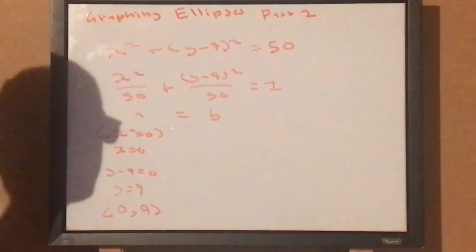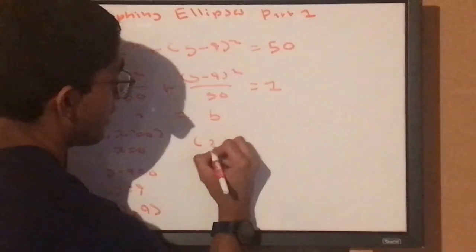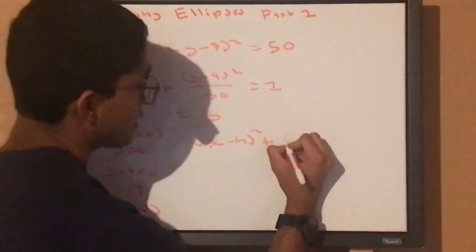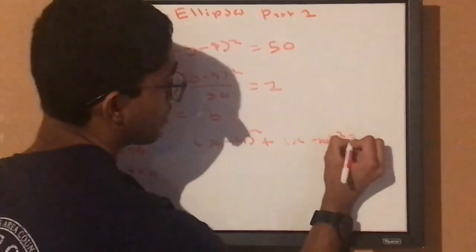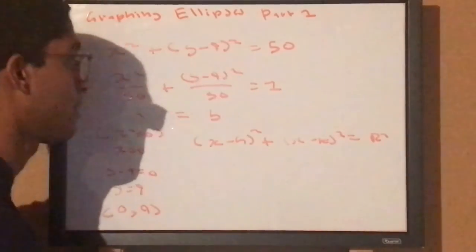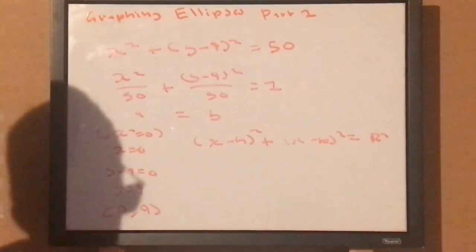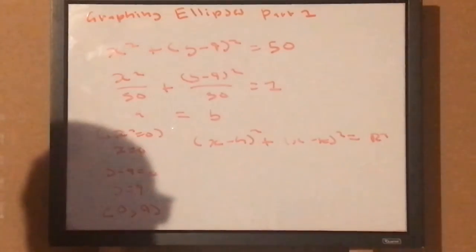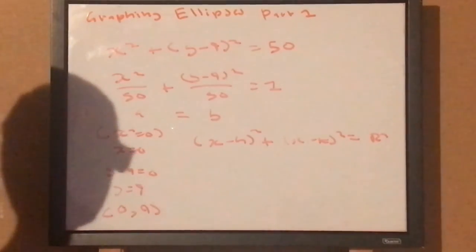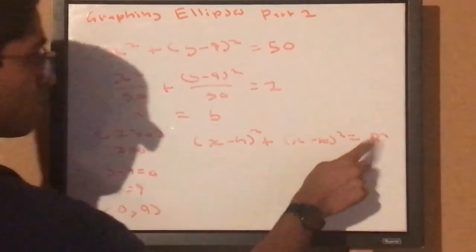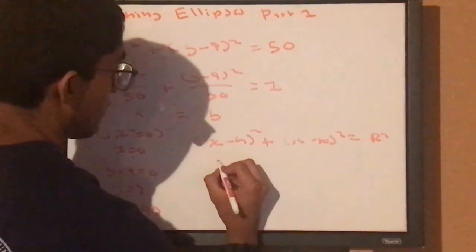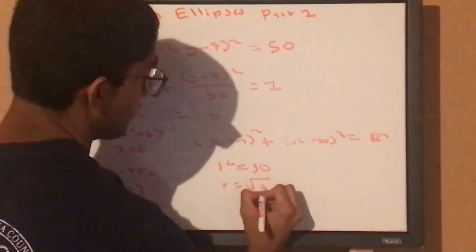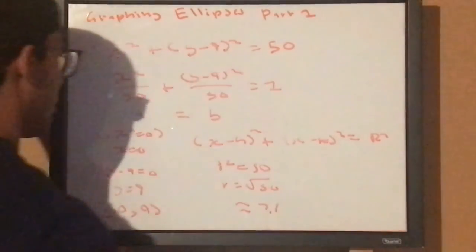How do we find the radius? Recall that the standard form for a circle is (x minus h) squared plus (y minus k) squared is equal to r squared. So r squared is equal to 50. R is equal to root 50, which is about 7.1.